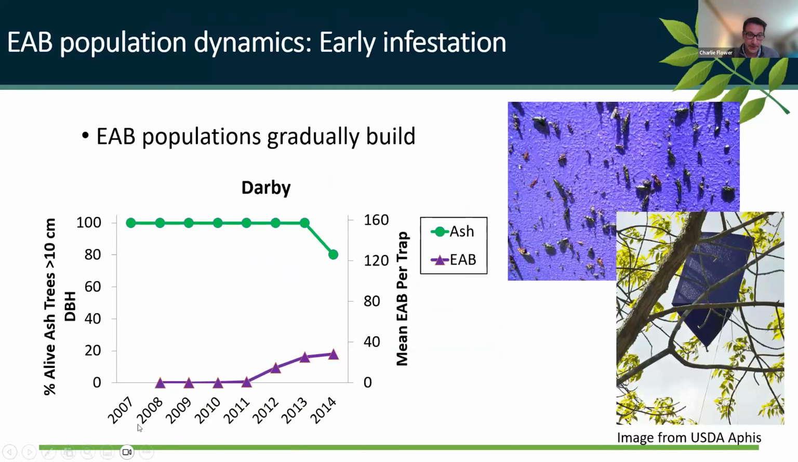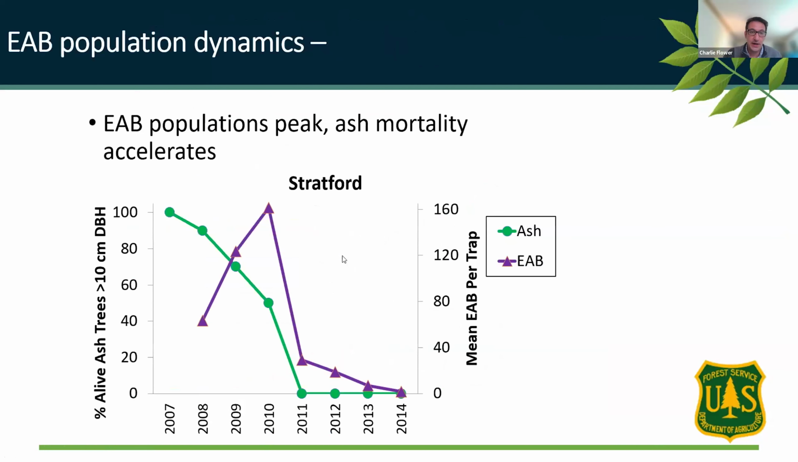So you can see here in Darby, early on in the infestation, ash are totally healthy and then start to decline by 2014. And you can see we get a ramp up of emerald ash borer in lockstep with the decline. As we flip to a later point in the dynamics at another site at Stratford Ecological Center, we see that the emerald ash borer populations here peak, and as the EAB populations peak, this purple line, ash mortality starts to kick in and we lose ash from the forest there. And so you can see here in 4 to 5 years, the ash is totally gone from this system.